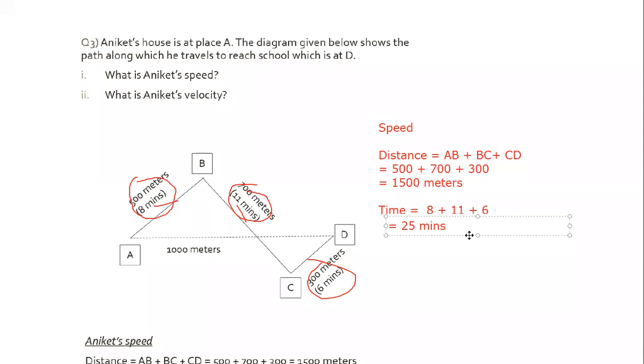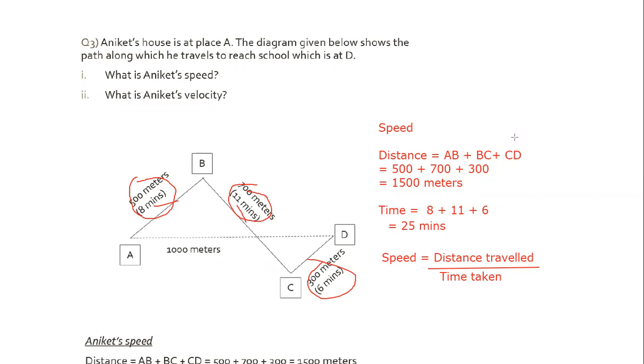And now we are going to find the speed, right? So we are going to apply the formula of speed. So third step. First step, we found the distance. Second step, we found the time. 1500 meters is the distance. 25 minutes is the time. Now we will apply the formula. What is the formula of speed? Distance traveled divided by time taken. So speed is equal to distance traveled divided by time taken.